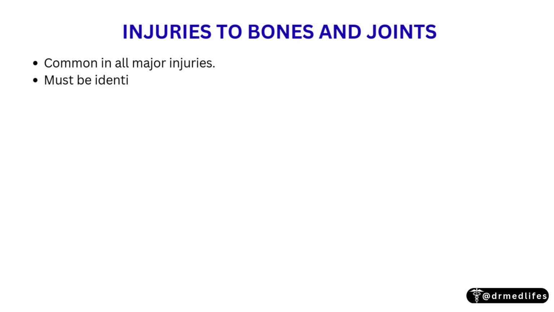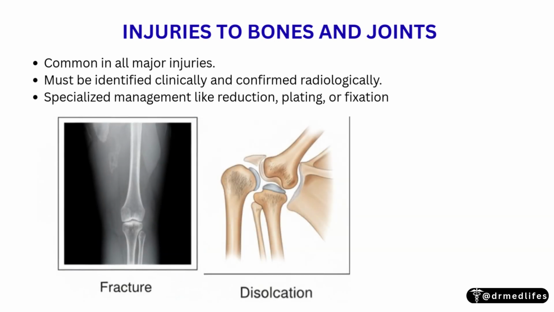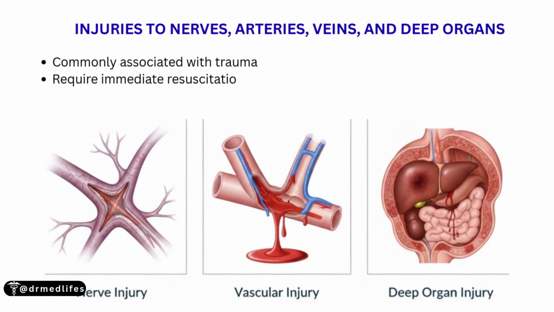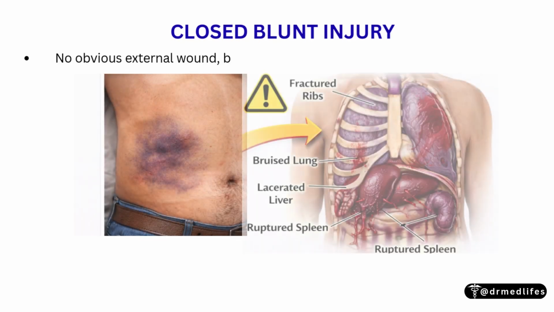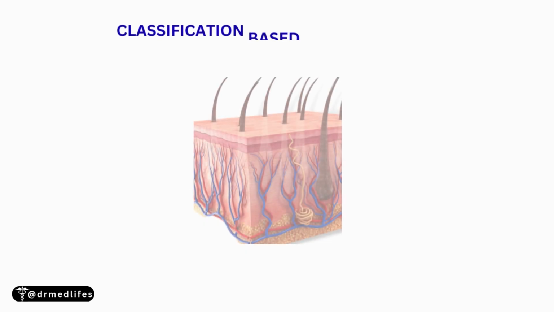11th one is injuries to bone and joints. Common in all major injuries, must be identified clinically and confirmed radiologically. Specialized management like reduction, plating, or fixation is required. 12th one is injuries to nerve, arteries, vein, and deep organs. Requires immediate resuscitation followed by stage management depending on severity. 13th one is closed blunt injury. No obvious external wound but severe internal organ injury may be present.